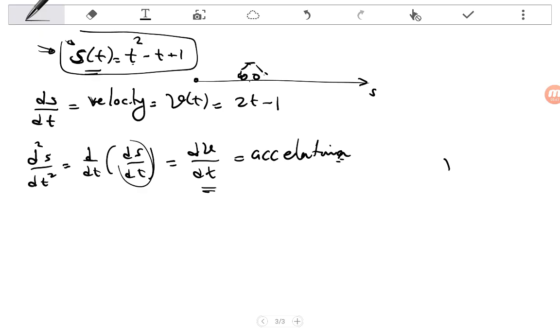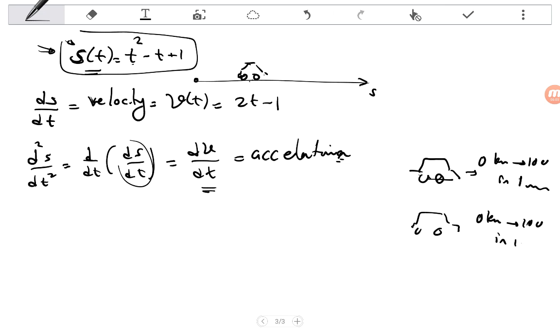When comparing two cars, for example, they say this car can go from 0 kilometers per hour to 100 kilometers per hour in just 1 minute. Another car may go from 0 to 100 kilometers per hour in 10 minutes.